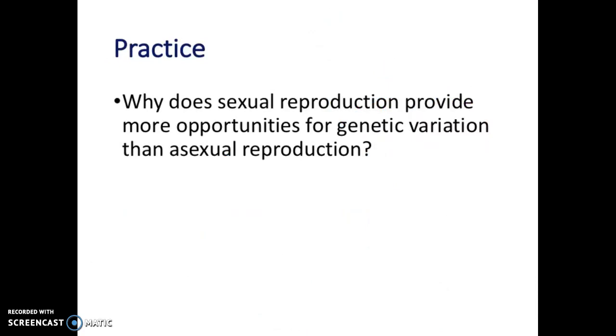So here's another practice. Why does sexual reproduction provide more opportunities for genetic variation than asexual reproduction? Try to answer this question.